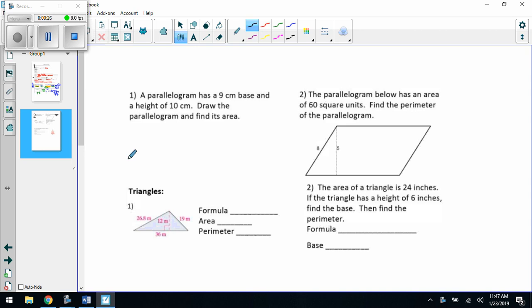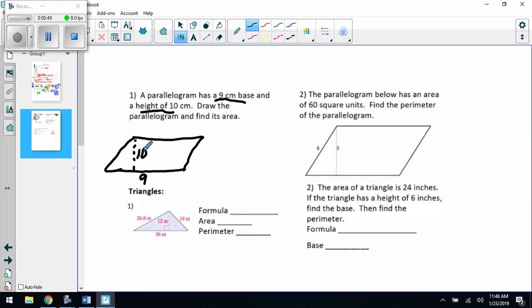So let's go ahead and draw it. And it tells us that it has a 9-centimeter base. So let's go ahead and label the base, which is the bottom, 9. And it has a height of 10 centimeters. Now remember, it's not the slant, it's from the bottom to the top. So we actually have to draw in a dashed line to indicate a height of 10 centimeters.